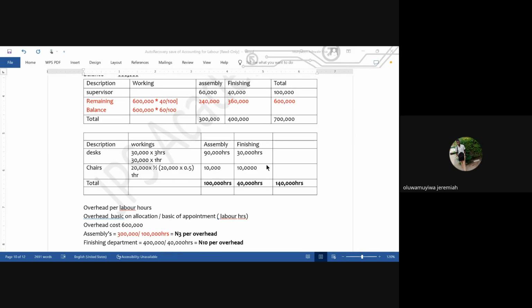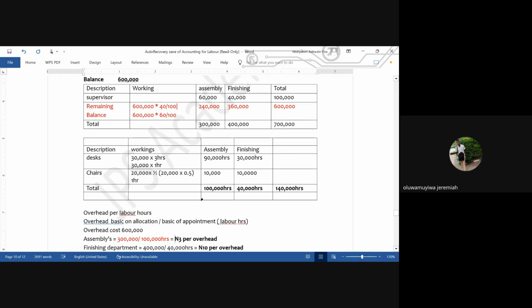Okay, sir. So what we did was, after getting both balances, the 240 and 60,000 for assembling, and the same for the 360 and 40,000 for finishing, you said we're going to take the total balance after doing the total addition of that, and also the total balance of the hours, and divide it. So with that we're able to get the per hour, per naira, per overhead costs. So that's what you said we're going to do for both assembling and finishing.